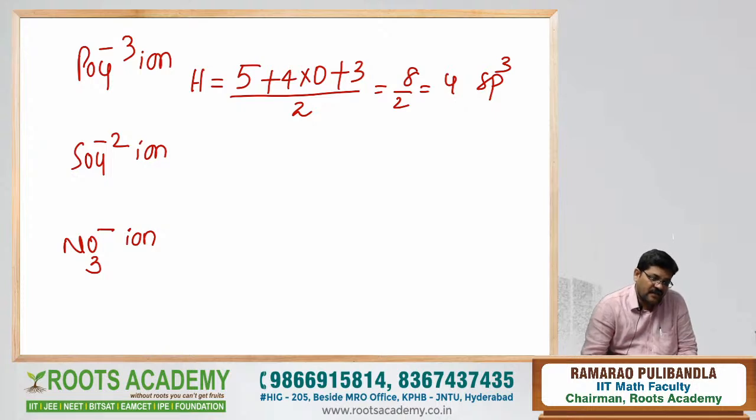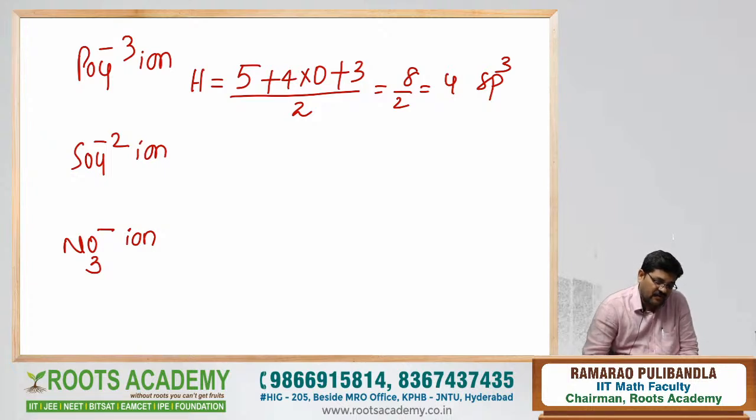So in the phosphate anion, what is the hybridization? sp3. How do you know, brother? Phosphorus is group 5. Oxygen is divalent, so 4 into 0. What is the charge of the phosphate? Minus 3. Minus 3 means adding the plus 3, by 2. 8 by 2 means 4. The hybridization is sp3.